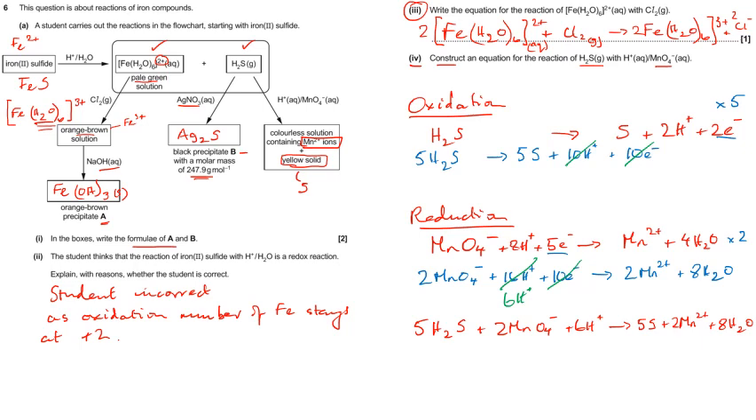Now, just checking the mark scheme. The mark scheme has, instead of 6 hydrogens, 16 hydrogens. But I don't see how it can, so I think it must be a mistake in the mark scheme. But if you can justify 16, I'll be interested, so please let me know.